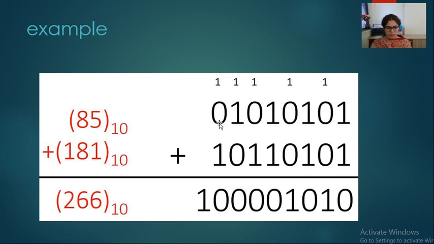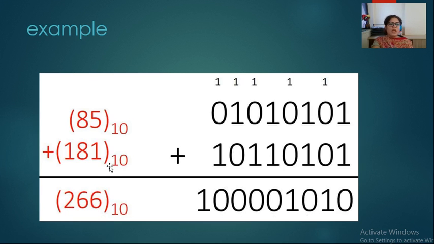Now we are at the leftmost bit. This is the last bit. Here we have to check whether we have a carry or not. So this is the carry 1. 1 plus 0 is 1. 1 plus 1 is 0 with 1 carry. So we get the leftmost bit as 1. And this is the answer that we have generated after the addition of these numbers, and this number is equivalent to decimal number 266.